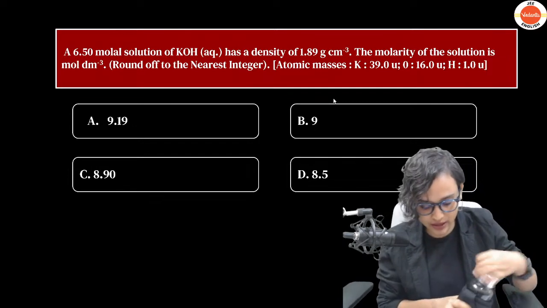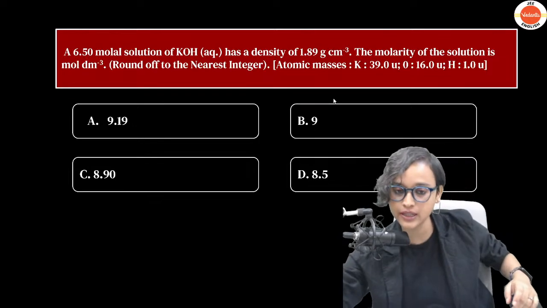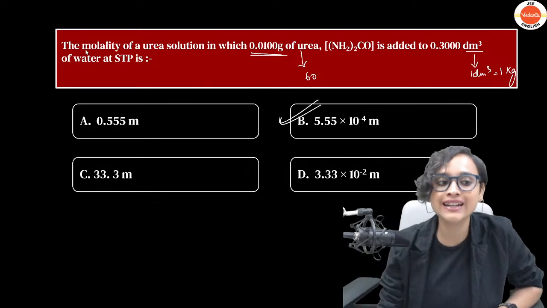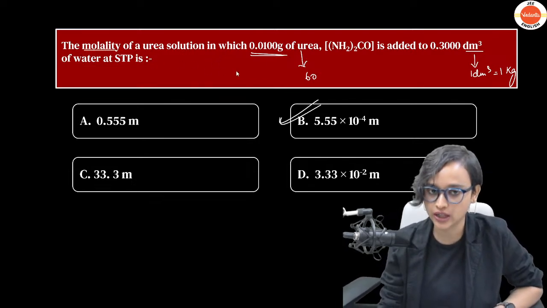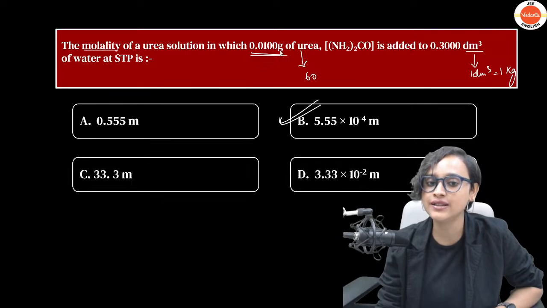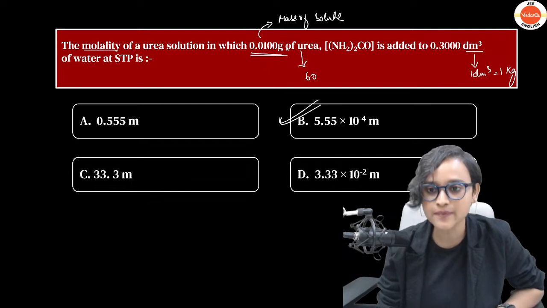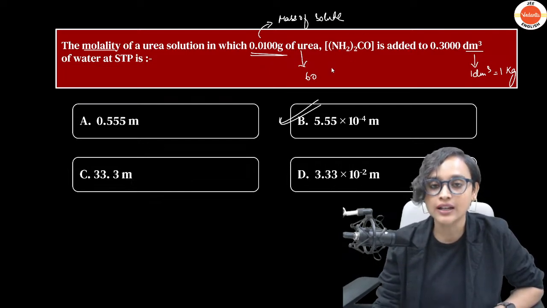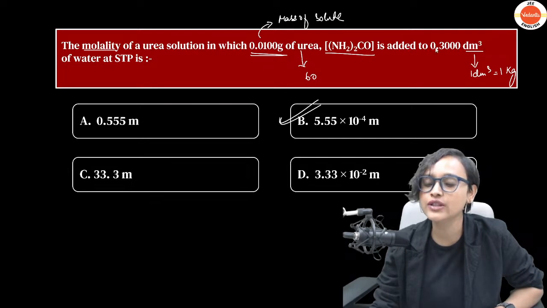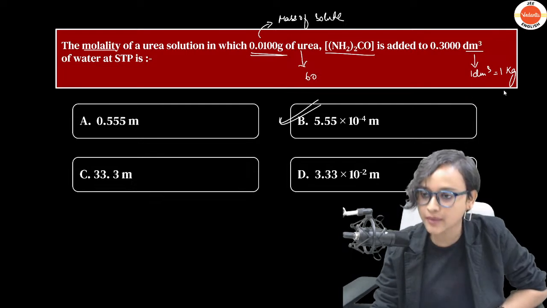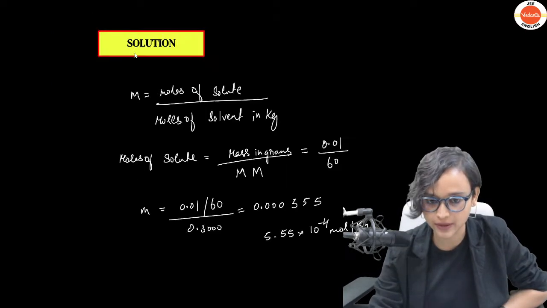Not understood. Acha, Rupesh, what is it that you did not understand? See, in the question, it has asked the molality of urea solution in which 0.0100 gram of urea. So, you are given the mass of solute. This is urea. It is added to 0.3000 dm cube. Now we know that 1 dm cube is equal to 1 kg of water at STP, right?